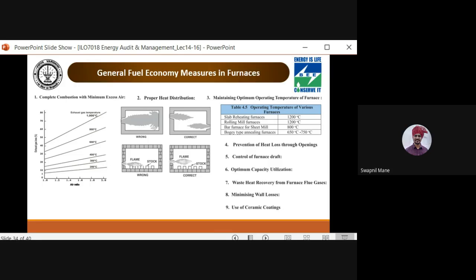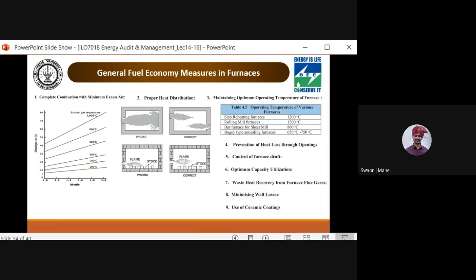Next one is waste heat recovery from furnace flue gases. In any industrial furnace, the products of combustion leave the furnace at a temperature higher than the stock temperature. So if the stock temperature required is 800 degrees Celsius, you will not maintain your furnace at 800, but at a slightly higher temperature, say 900 or 1000. We have said while discussing the boiler that if the stack temperature is more than 200 degrees Celsius, it has a potential for waste heat recovery.